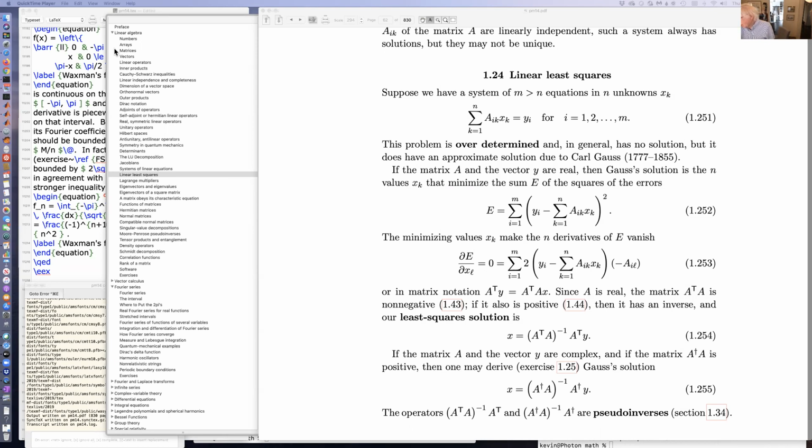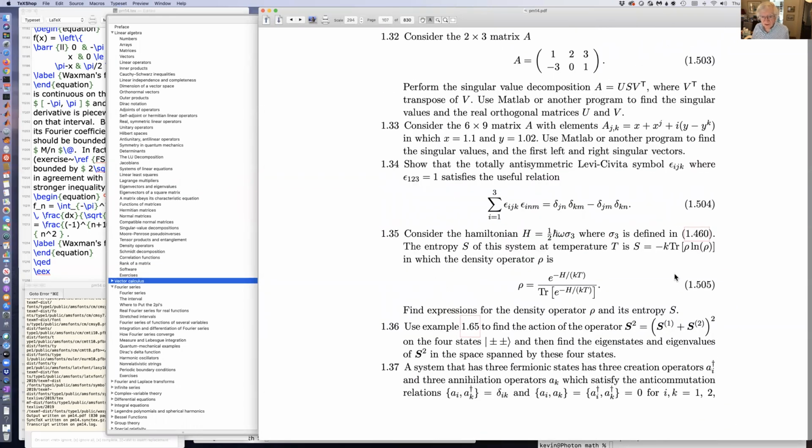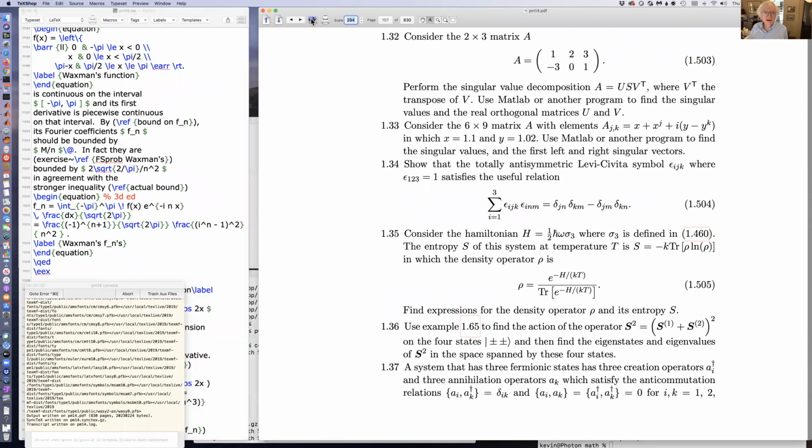We've also got a homework question. What is the homework question? What are we solving for in problem 135? All right, let me jump to the exercises here. Well, what you need to do is substitute this expression for the Hamiltonian and then evaluate the density operator and its entropy. So that's what you're trying to do.